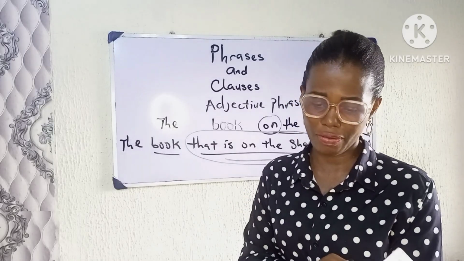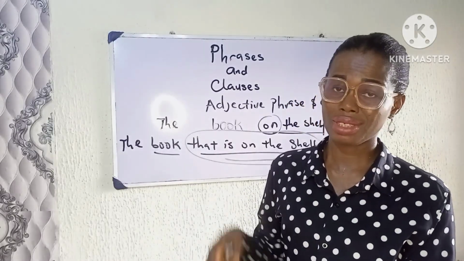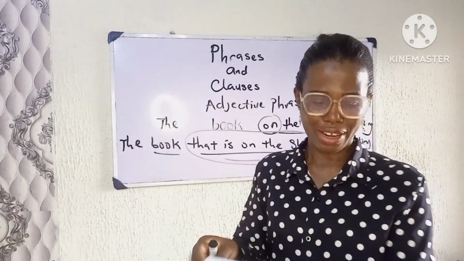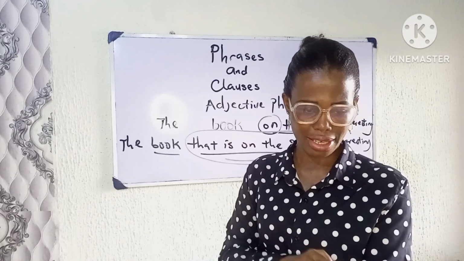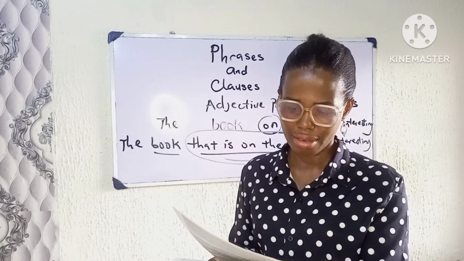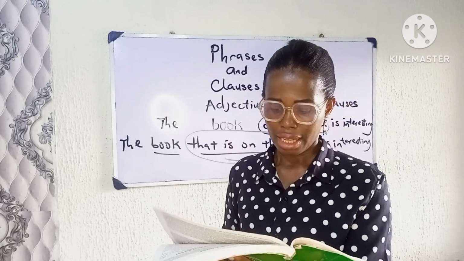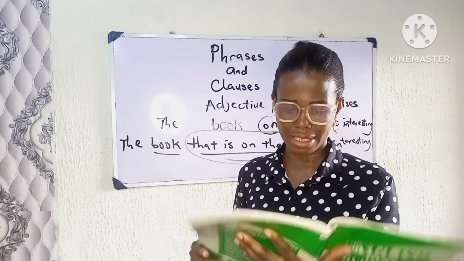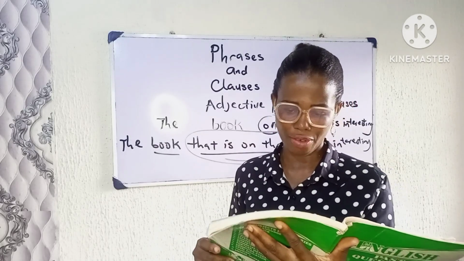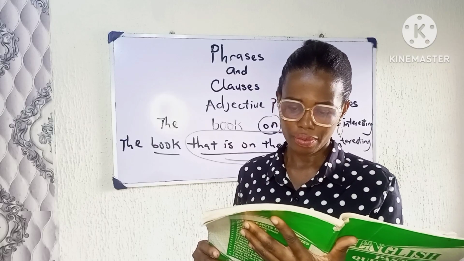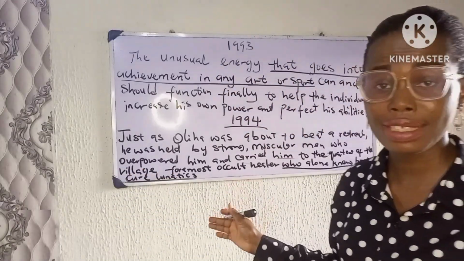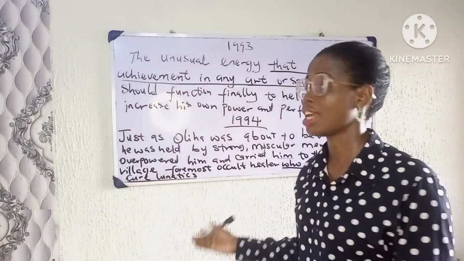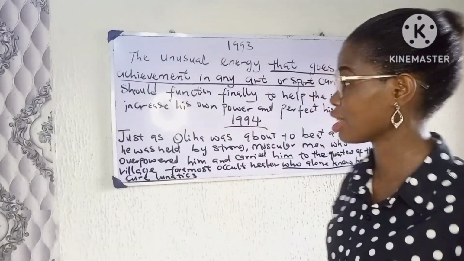Now, let's look at a question from past questions. Let's go to the 90s. Let's look at 1993. We are going to look at the underlined words and identify their grammatical names and functions.